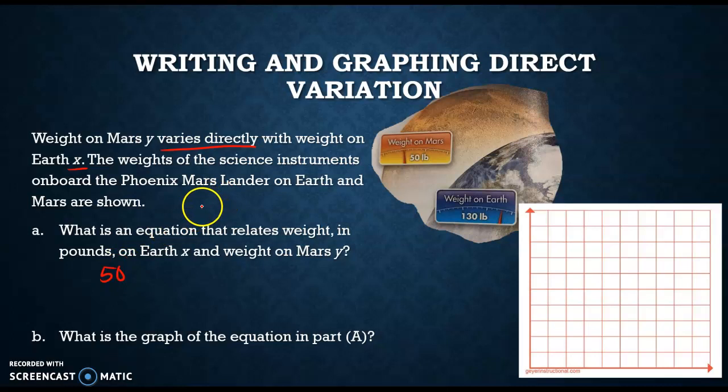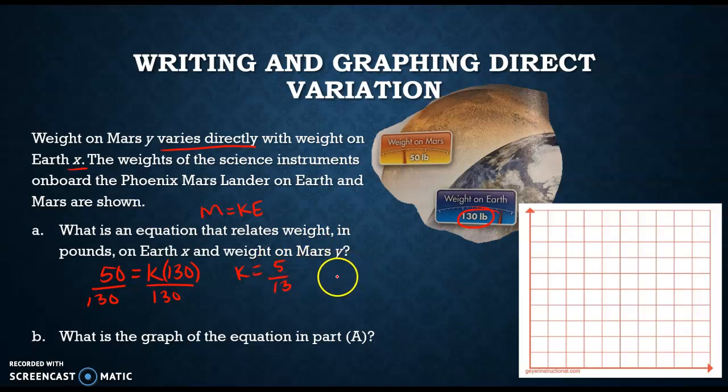If I wanted to, I could write this as m equals ke for Mars and Earth. But they told us y and x. So 50 for Mars, we don't know k yet, and on Earth it was 130 pounds. So 130 for our x value. Now I need to find k, so I'm going to divide both sides by 130. And then 50, both of these are divisible by 10. So k will equal 5 over 13.